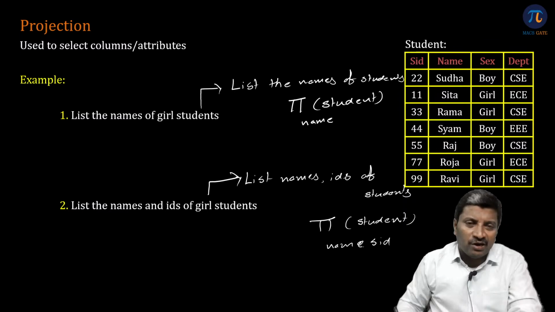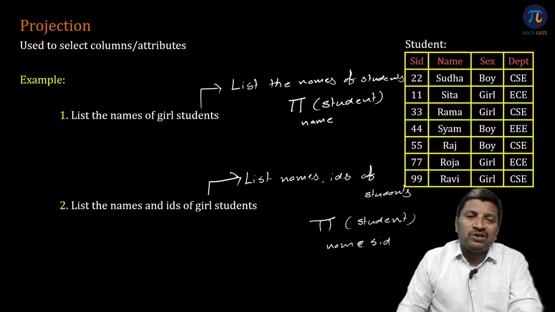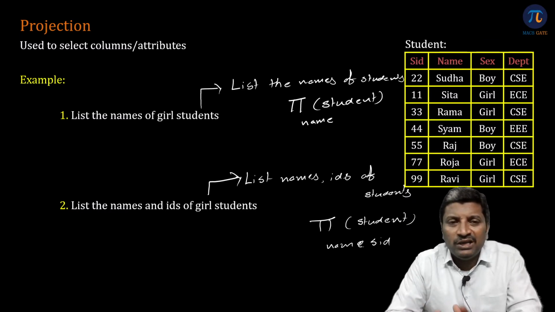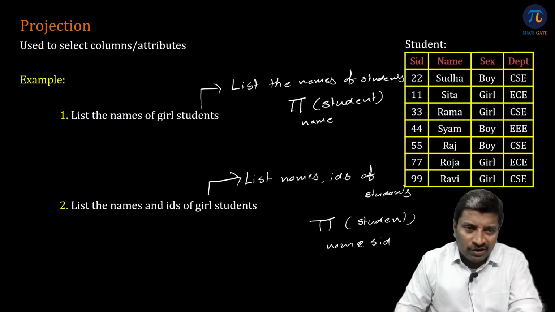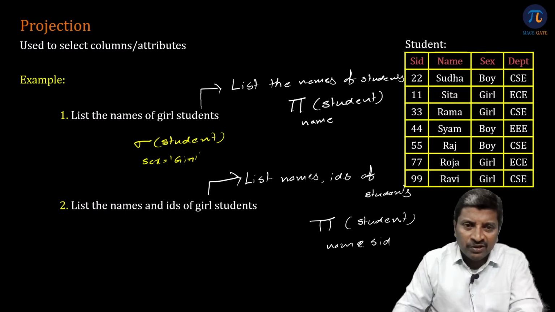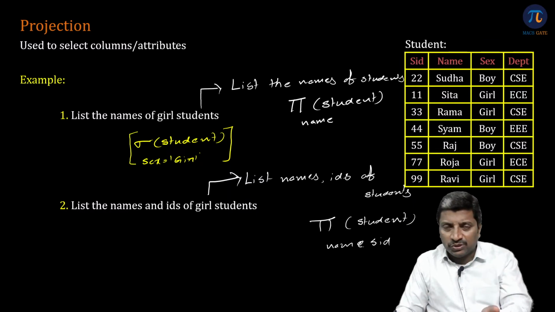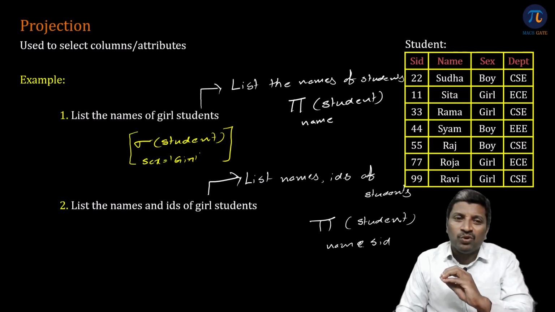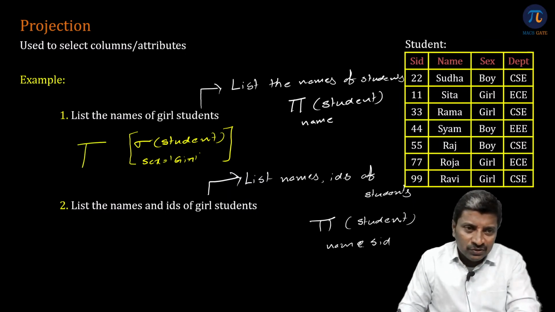Now let me write the combination of projection comma selection to answer this question. List the names of girl students. Sir, I need only the girl students first of all. So what I do, from the table student, first select only girls. So this is what we did in the previous slide. So in this result, I will have all the details of the girl students. Do we need all the details, sir? No, we need only the names. So from this, I can select only the name.